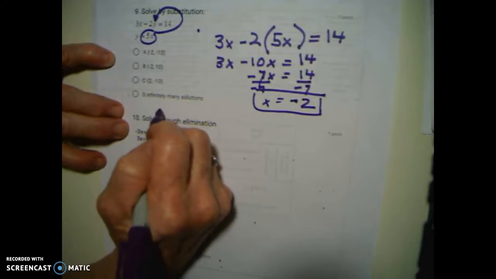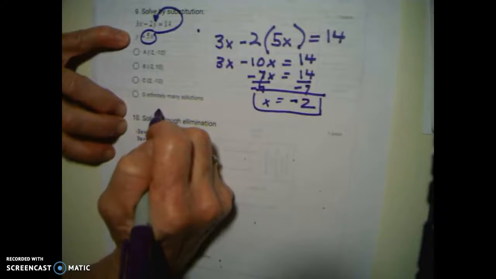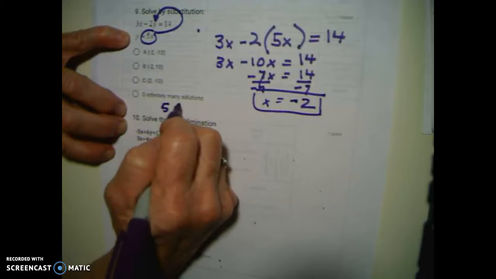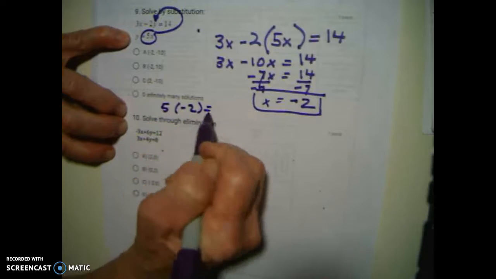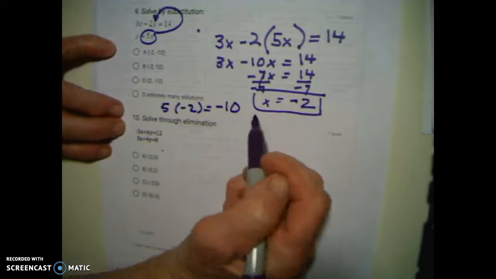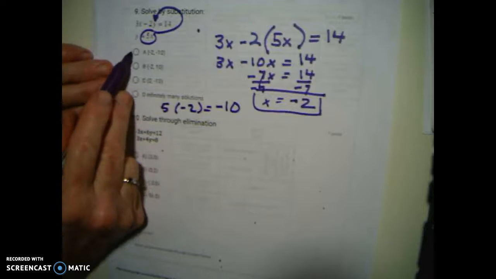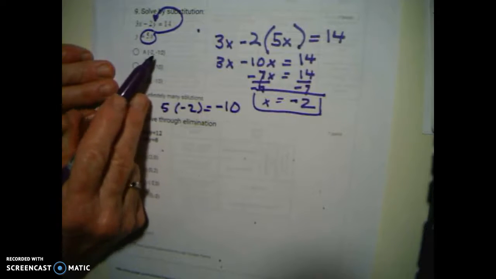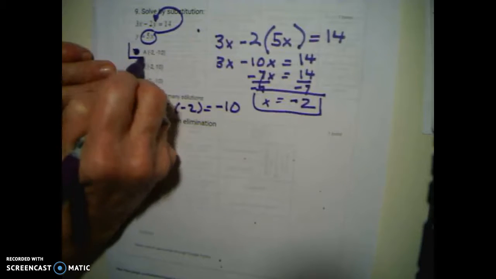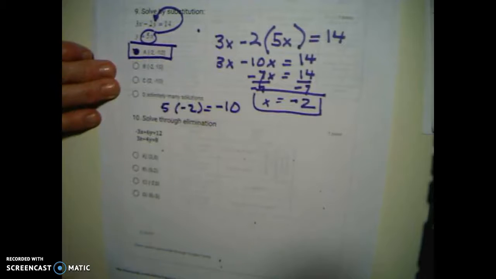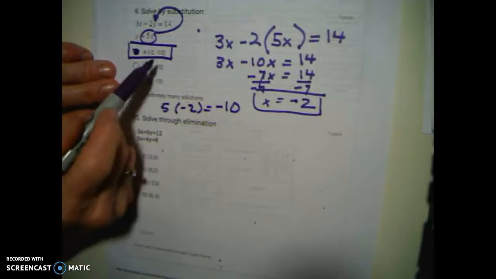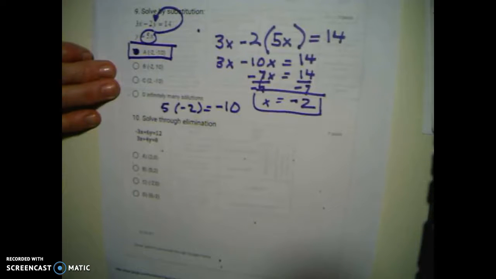Y equals, if 5 times negative 2 equals negative 10, therefore my correct answer is not positive 10, but it's negative 10. And you can see on these state tests, they'll always try to trip you up. Same answer, different sign, but I know it's going to be a negative 10.